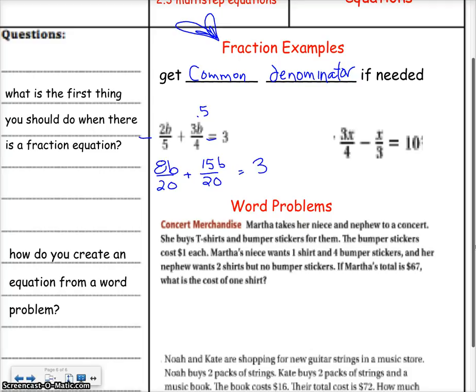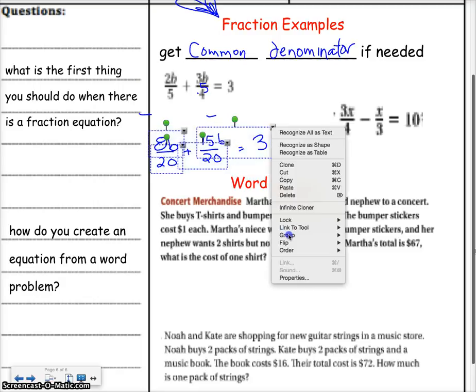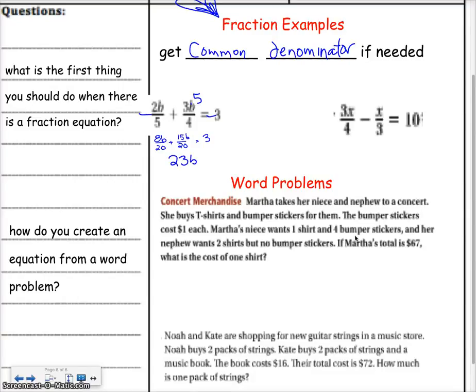Oh man, I need more room. Okay. Well, I have the luxury to be able to minimize this. So, whoopsies, that's what I'm going to do. All right. So, now I need to combine my numerators. And I can because they're like terms. So, 8b plus 15b is 23b on the top. Over the bottom, 20, is equal to 3.